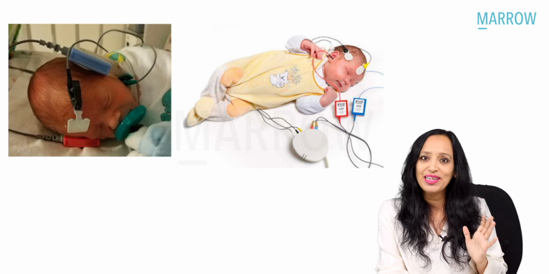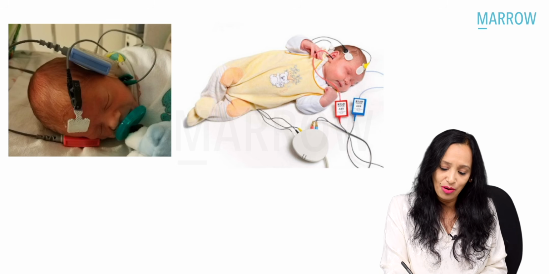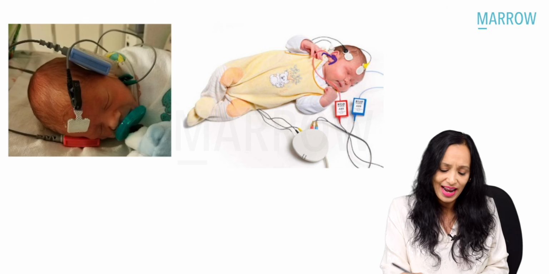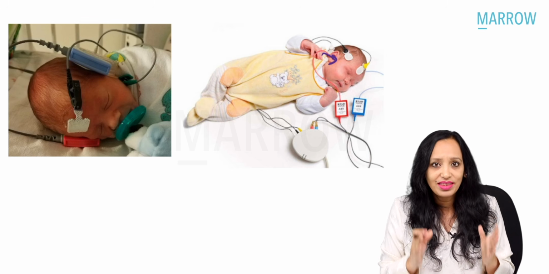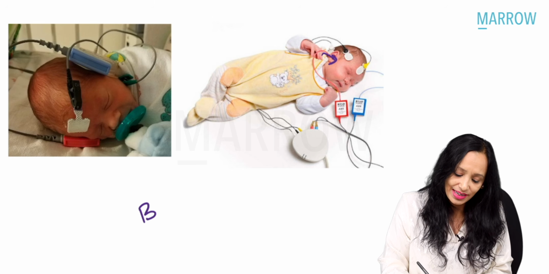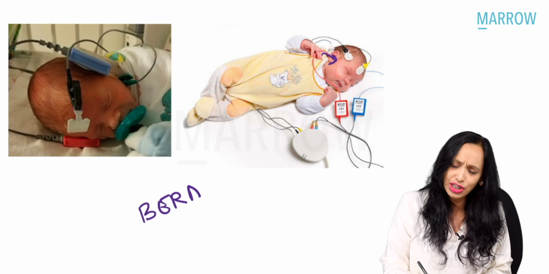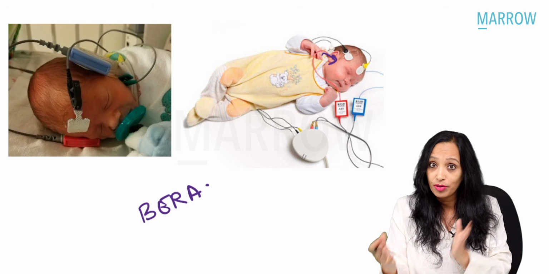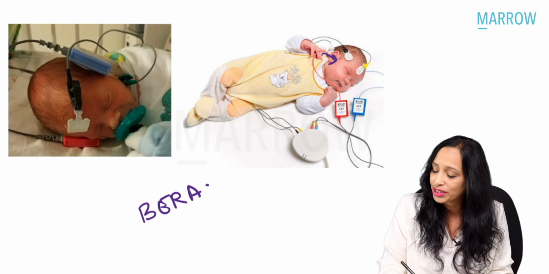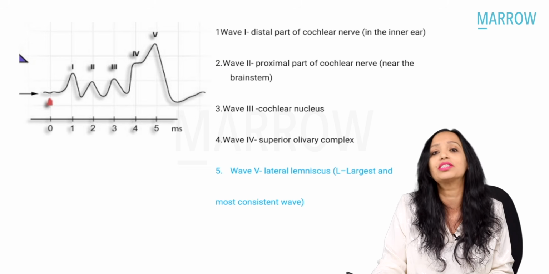Okay, so tell me, what is this test? You cannot miss this. Here we are giving sound to this child, and electrodes are attached all over the head of the child. So this is how BERA is done. Subjective or objective? You give the sound, electrodes are attached, and the result you get is in the form of a graph. This is an objective test, and the graph of BERA looks like this.